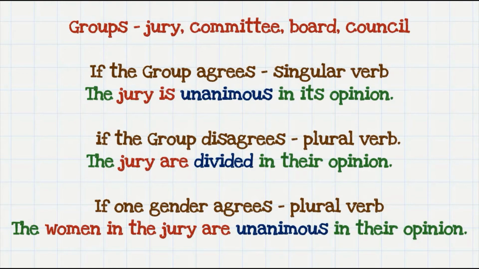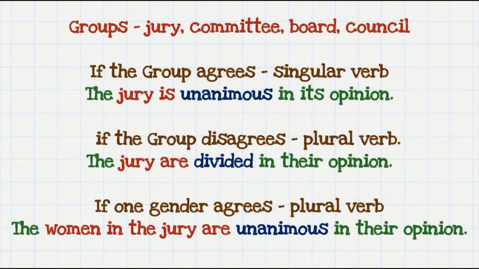However, if they are divided in their opinion, some members agree, some members do not agree, then we use a plural verb. So the jury are divided in their opinion. Now there is a tricky thing here. If a group consists of mixed gender, if the members of one gender agree while the other do not, the decision is still varied. They are still divided in their opinion and therefore the decision is still not unanimous, though the sentence seems to point that out.